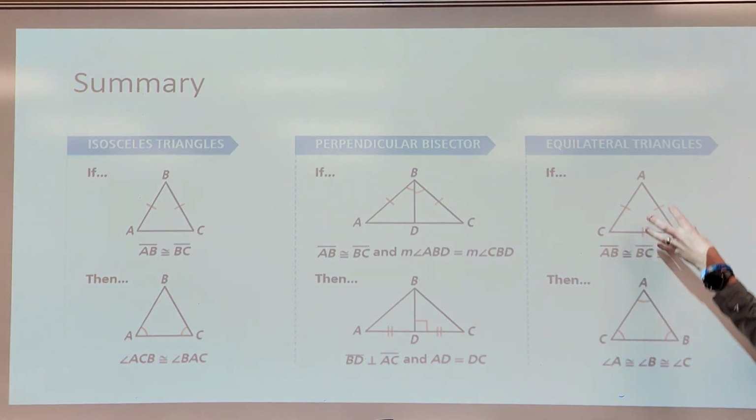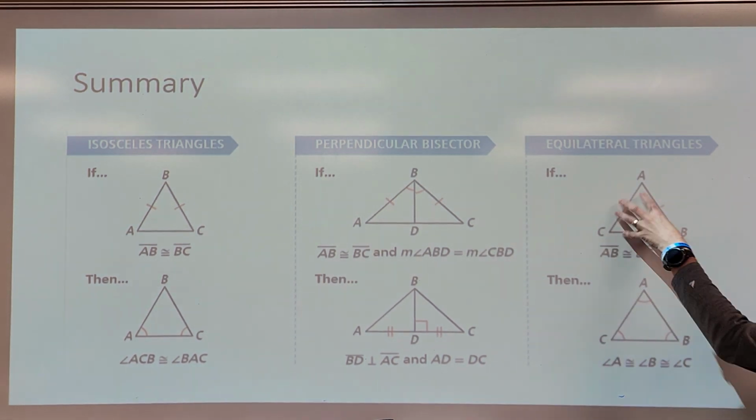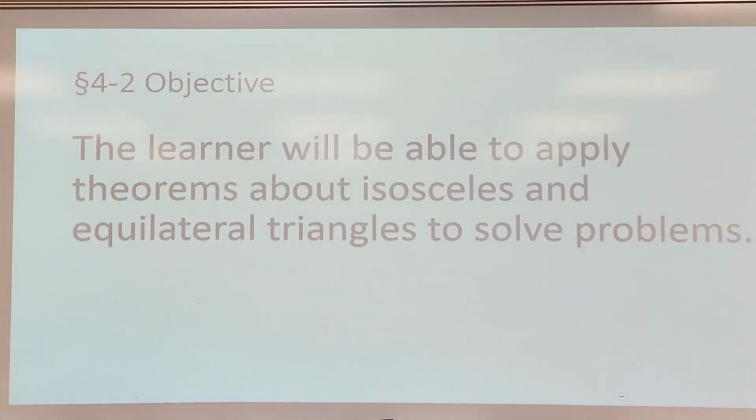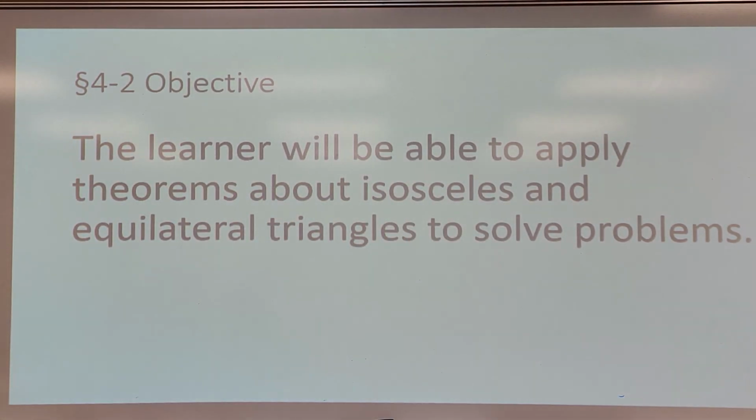Over here, if we have an equilateral triangle, it's equiangular. If it's equiangular, it's also equilateral. Hopefully now you understand enough about isosceles triangles and equilateral triangles that you can find the measures of angles.